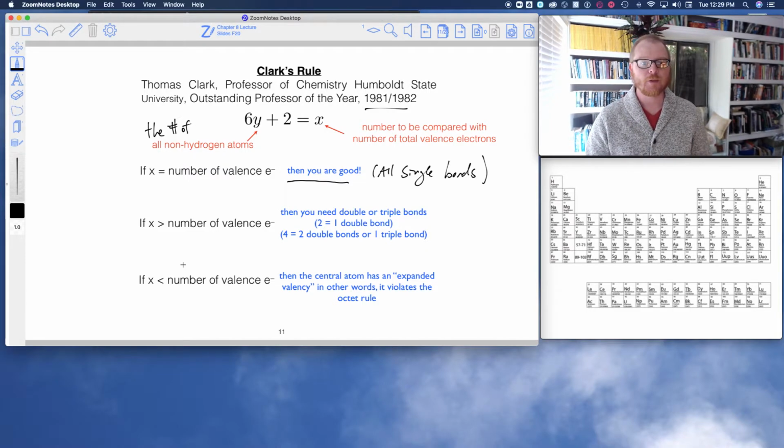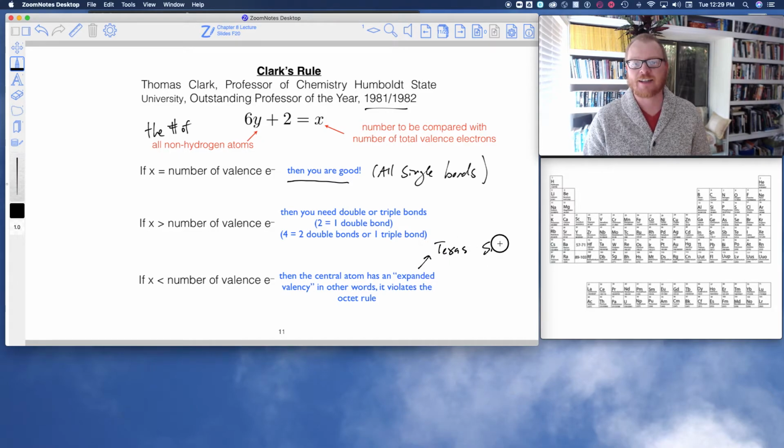Now, if X is less than the number of valence electrons, then the central atom has what we call an expanded valency. What that means is it violates the octet rule. And by expanded valency, what I mean is it's Texas-sized.